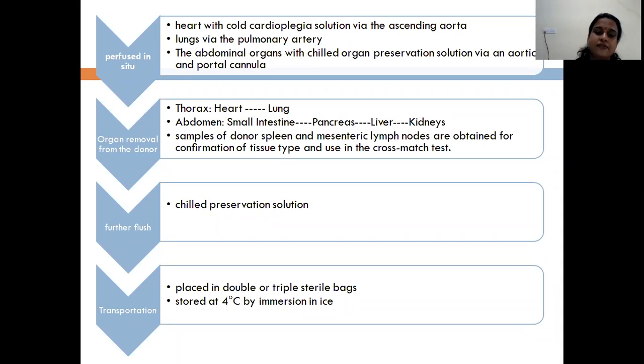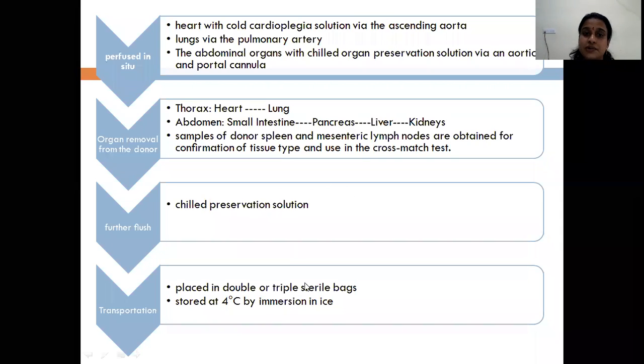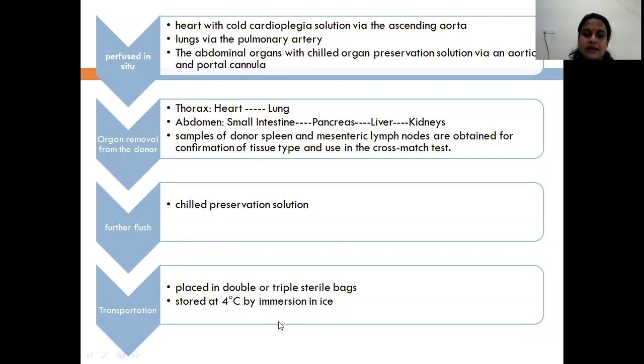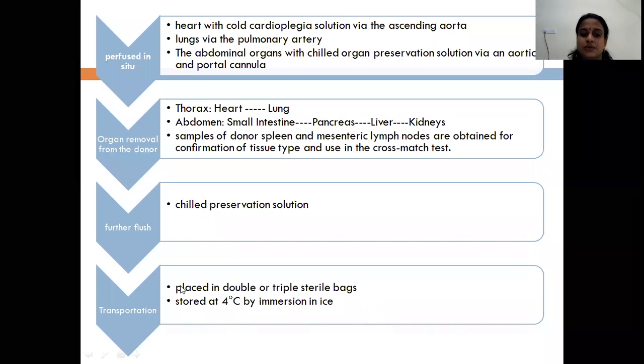After these organs are removed, they are further flushed with a chilled preservation solution, and then they are ready for transportation. How are they transported? At 4 degrees centigrade, placed in ice in double or triple sterile bags. So this is how they are transported. The organs are transported at 4 degrees centigrade.